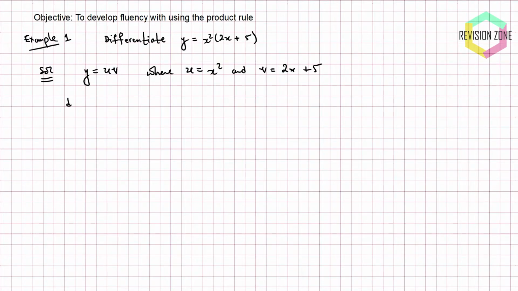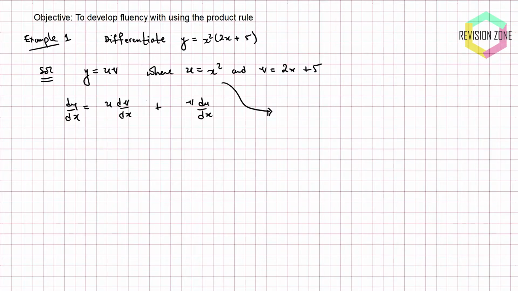Now the product rule says that if I want to differentiate y with respect to x, I can leave the u, differentiate the v with respect to x, then leave the v and differentiate the u with respect to x, and effectively sum them. So when I sum them, the function I get in the end is going to be the derivative of y with respect to x. So to be able to do this, I'm going to need derivatives of u and v. So let me write them down here.